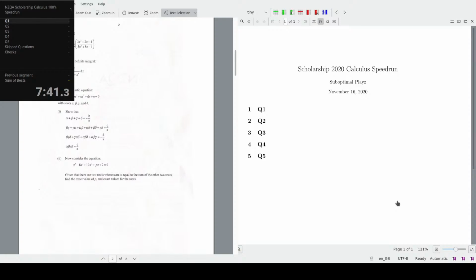Okay. Alright, let's call the roots a, b, c, d. Not writing those Greek letters again. And without loss of generality, assume a plus b is equal to c plus d. Alright, then you should just get that a plus b plus c plus d is equal to 8, which implies that a plus b is equal to c plus d is equal to 4. Okay.